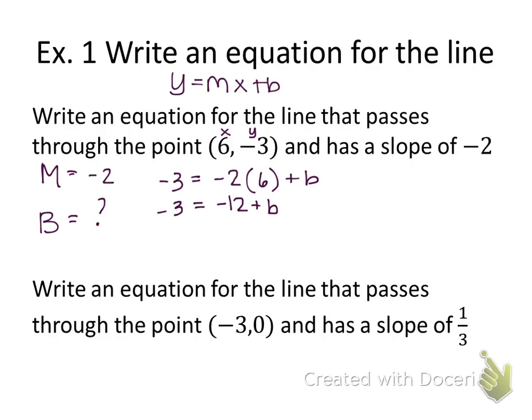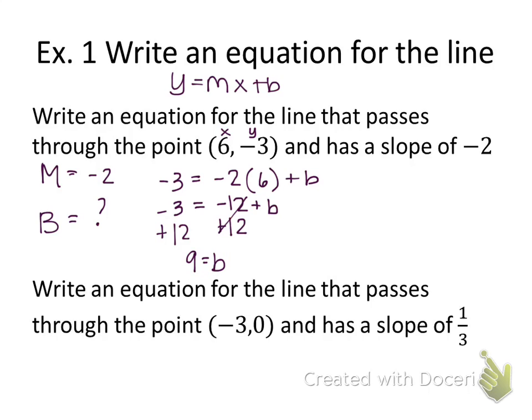Now what do I want to get rid of? Michael? The -12, and how would I do that? Add 12. Because 12 is negative, I want to add it to the other side to get B by itself. What's -3 plus 12? 9. So now I know 9 equals B. I'm just boxing it in so you can see it.